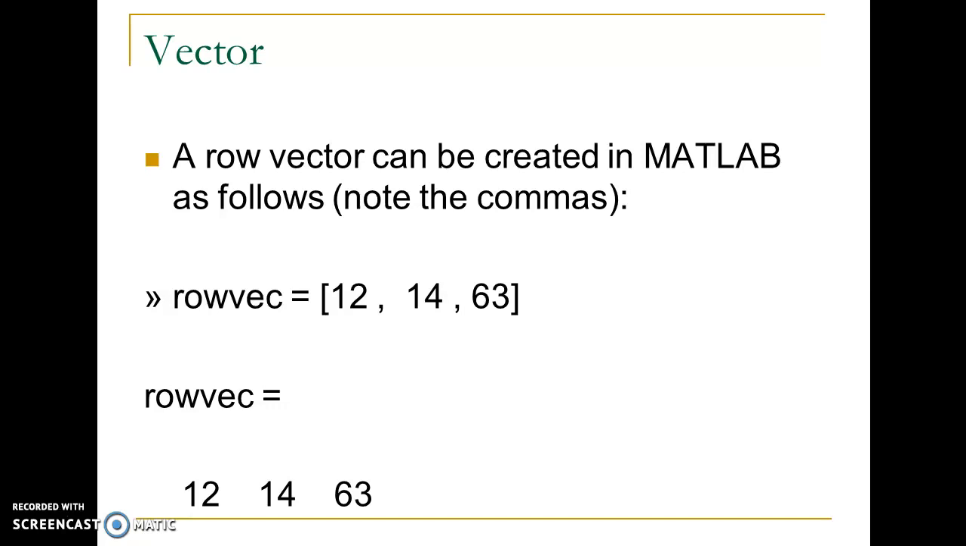Row vectors are created by enclosing the set of elements in square brackets, using space or comma to delimit the elements. See the example. rowvec = [12, 14, 63]. So this is a row vector created with the elements 12, 14, 63 separated by commas.